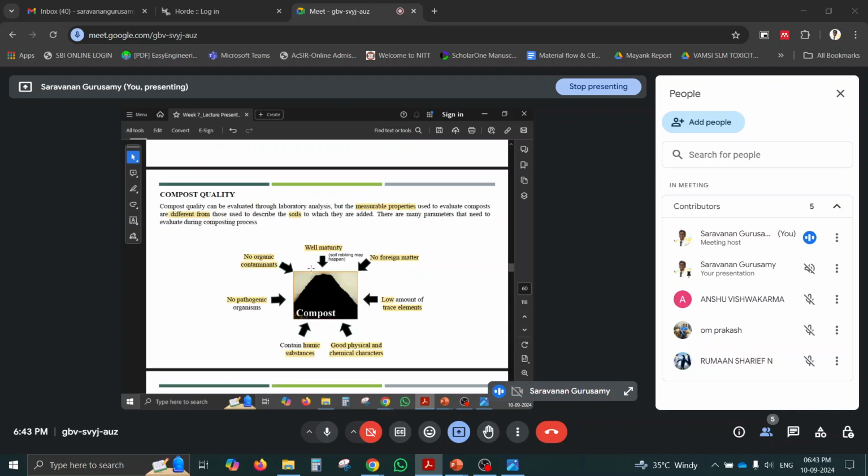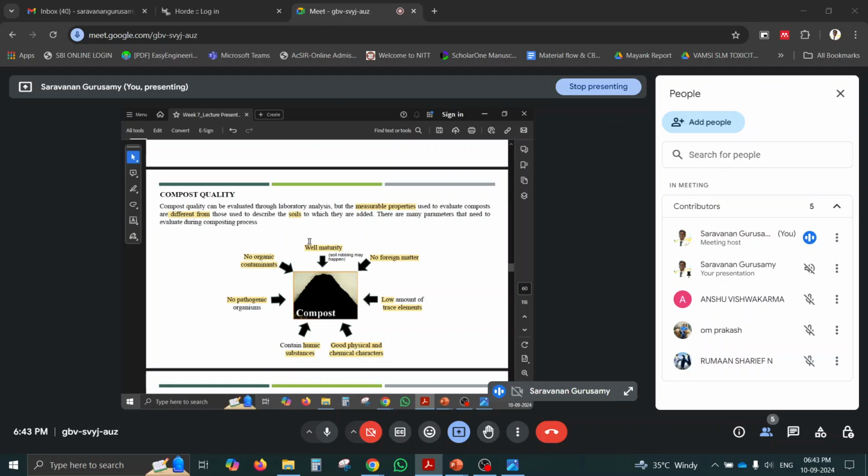A compost should be measurable. Whatever property we are going to measure is different from the characteristics we measure for the agricultural soil. So the compost character will be different and the soil property will be different. So we can't measure the same properties of the soil. It's not applicable for the compost also. So we have different criteria for compost to be good.